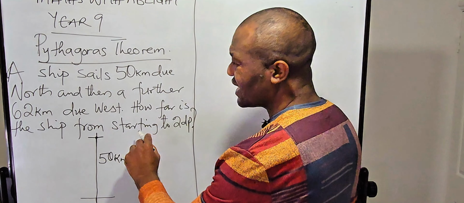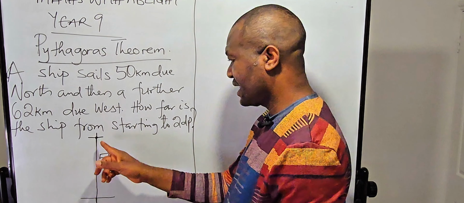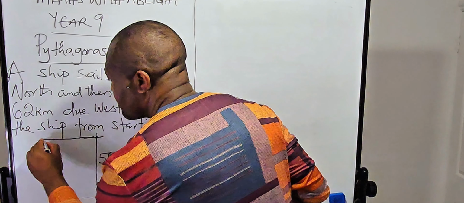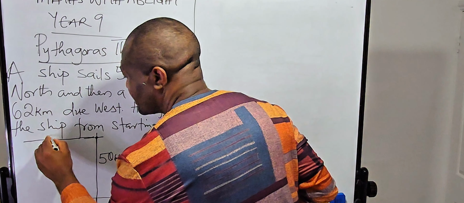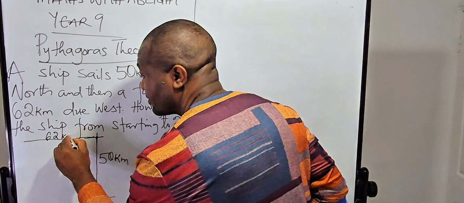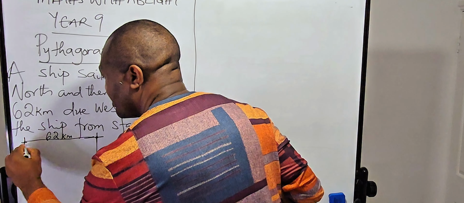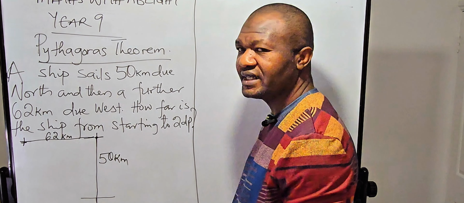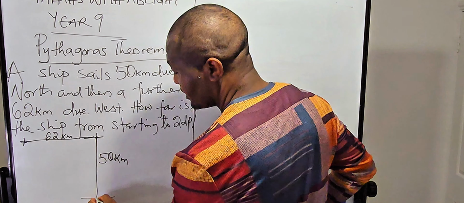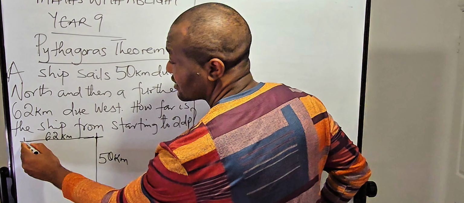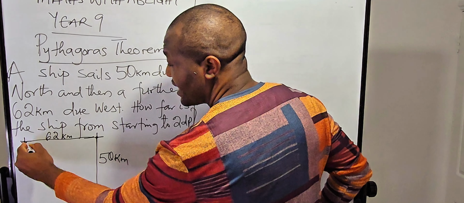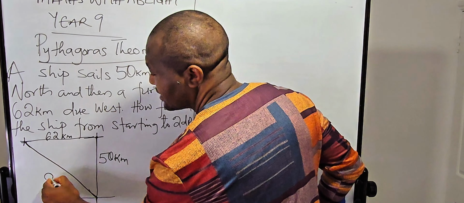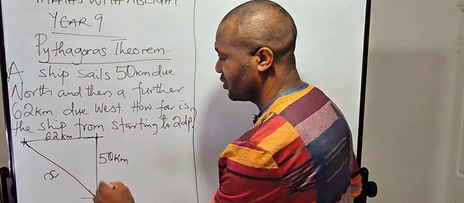Now it says he moves again 62 kilometers to the west. At this point, he decides to go to the west. He travels to the west. Call this one 62 kilometers if you like. And then you draw another four cardinal points. This is where he stopped. The question now is, how far is he from the starting point? This is where he started from, and he has got to this point. What is the distance between where he is right now and where he started from? Call this place X. That is what we want to look for.